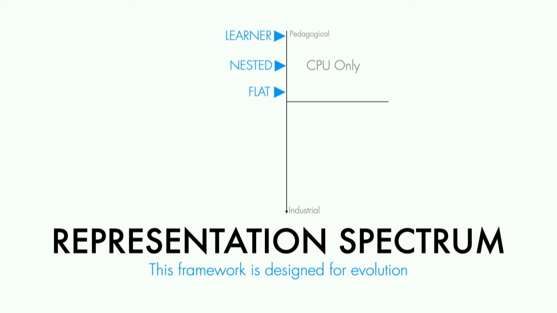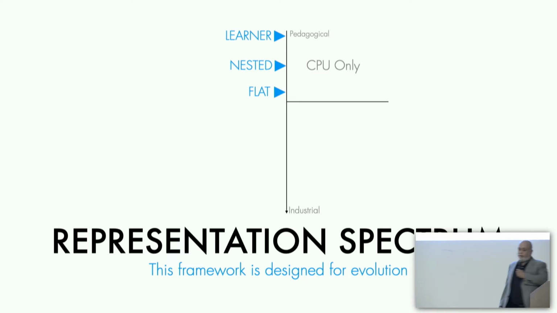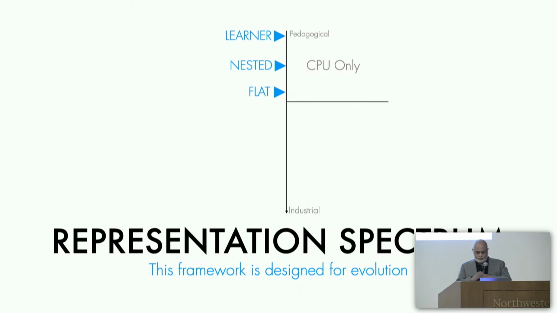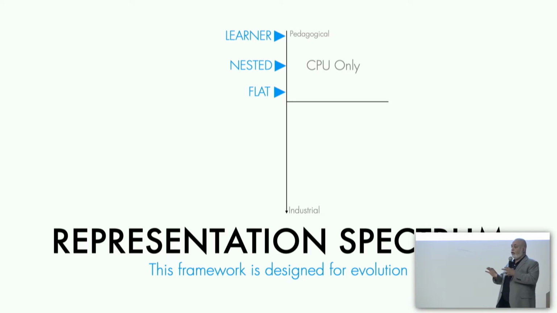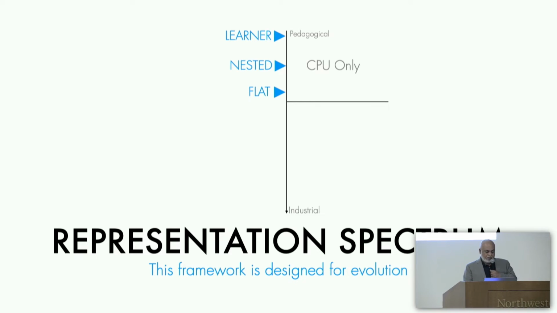We have two other implementations in the book. One is called nested and the other is called flat, which are actually more efficient versions of the same thing that we have in Learner. And we describe how they should be built in the appendix of the book. The key thing about all of these implementations is that they are designed to be CPU only. So they only run on a single CPU in standard Racket.